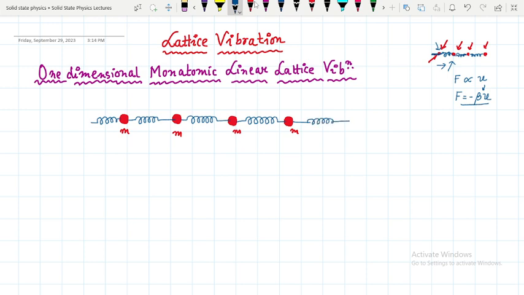Let us mark the positions of them so that it will be better to explain. Let us mark this position to be n. This is the nth position, this is the n plus 1th position, then the n minus 1th position, and this is the n minus 2th position. In our position axis, if the lattice parameter be a, which is the interatomic distance, then the nth position may be written as na. Similarly, this will be n plus 1 into a, this will be n minus 1 into a, and this will be n minus 2 into a, from the distance from the origin.